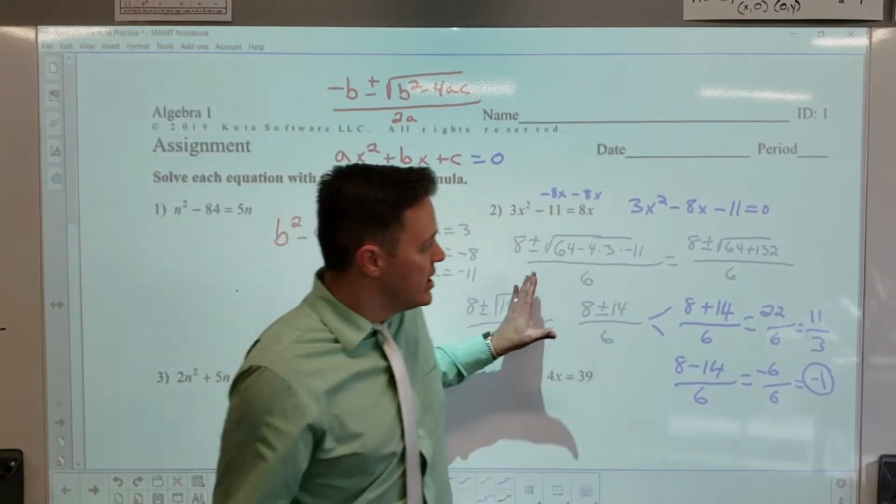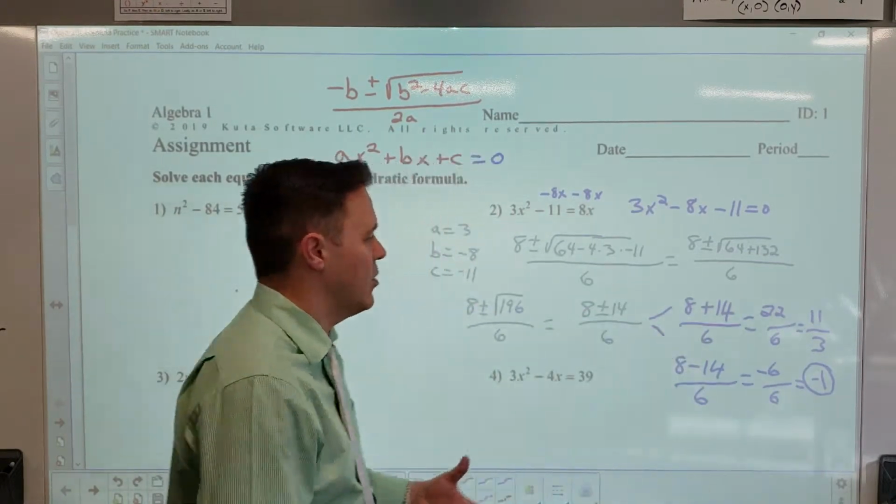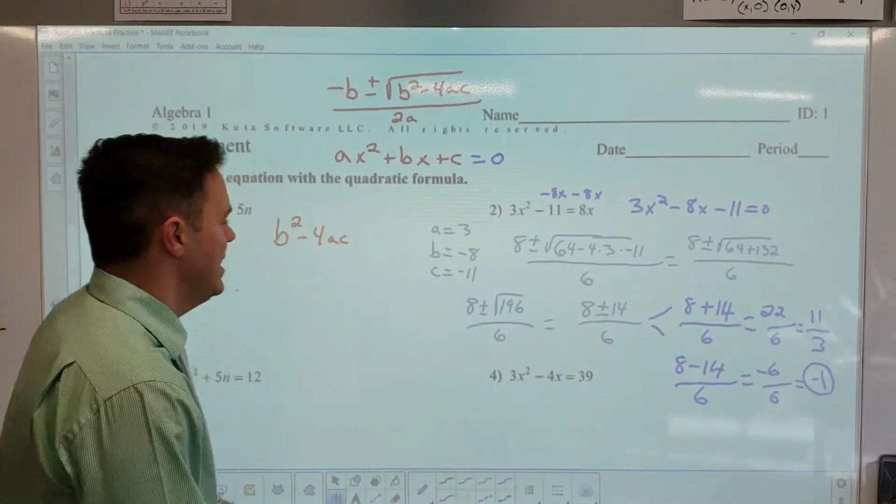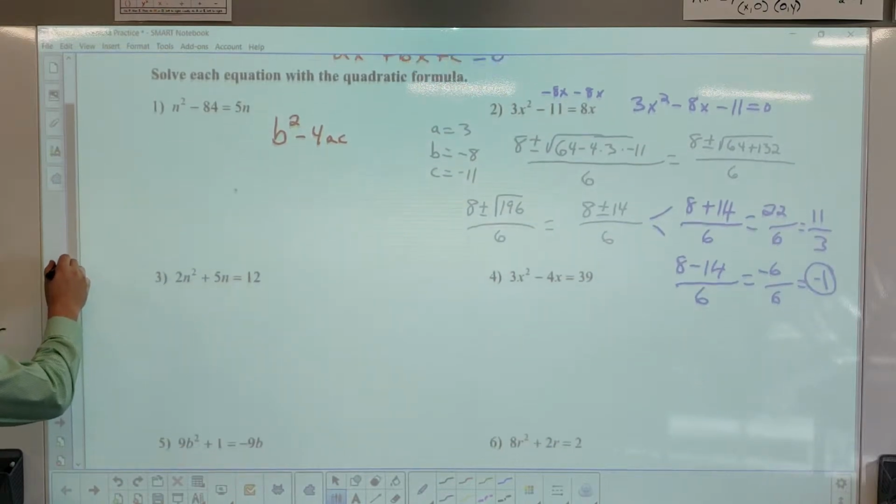So make sure as you guys go through these equations that that's kind of where we're going for. All right. And if you have any questions, please let me know.